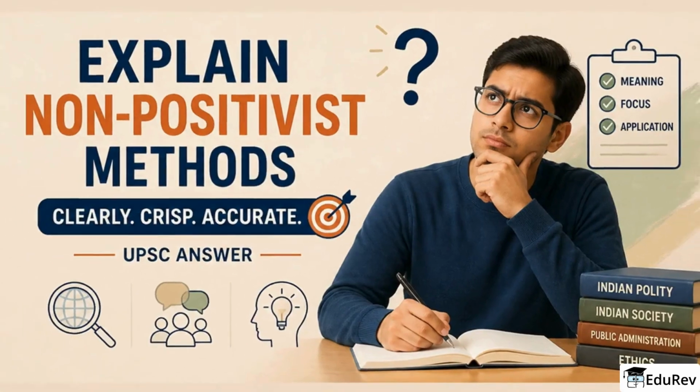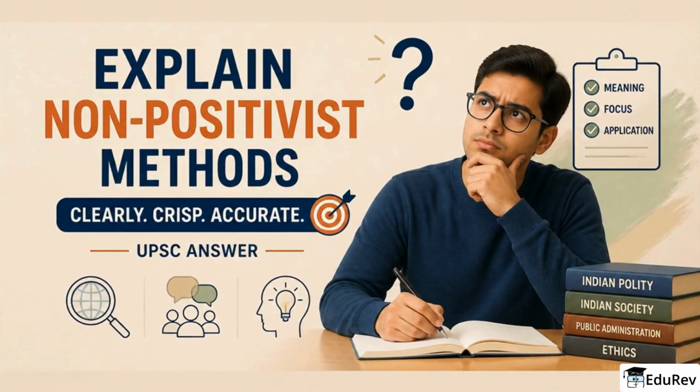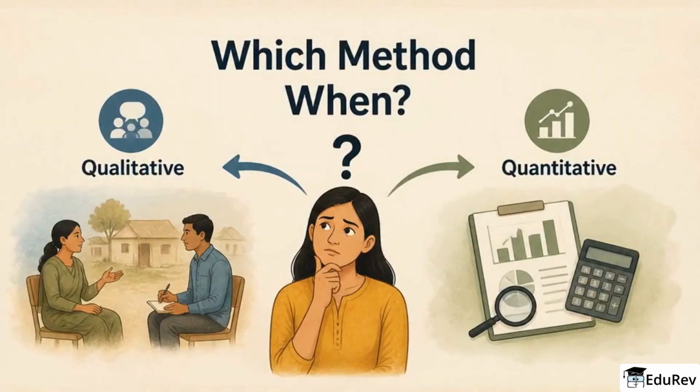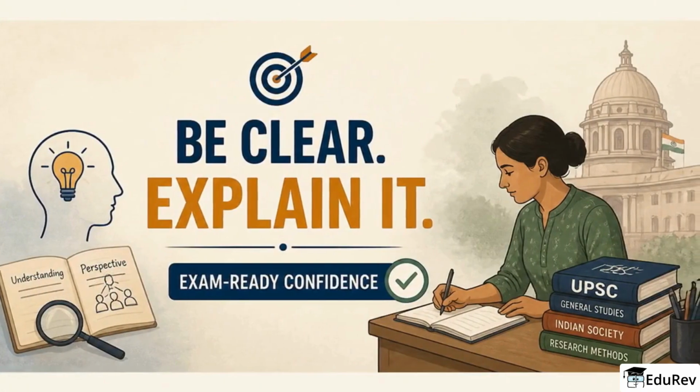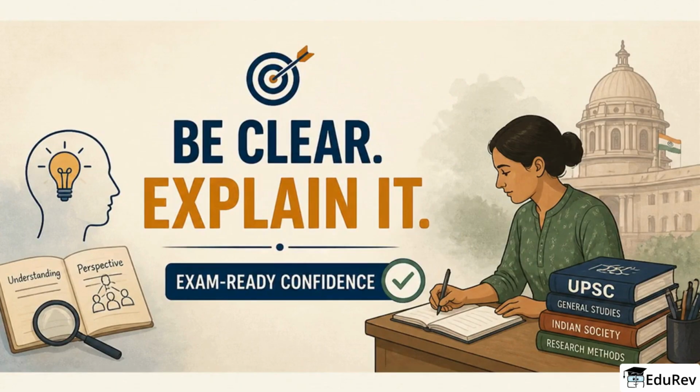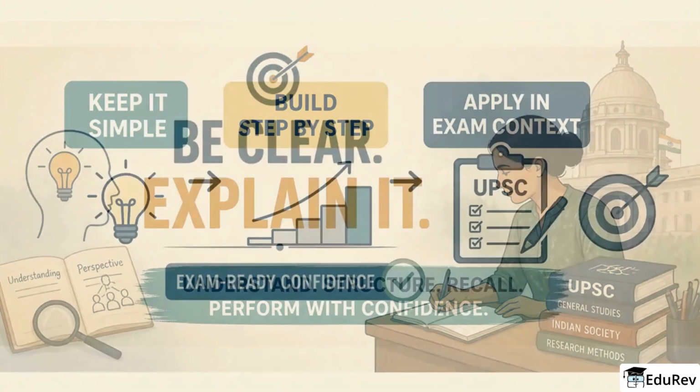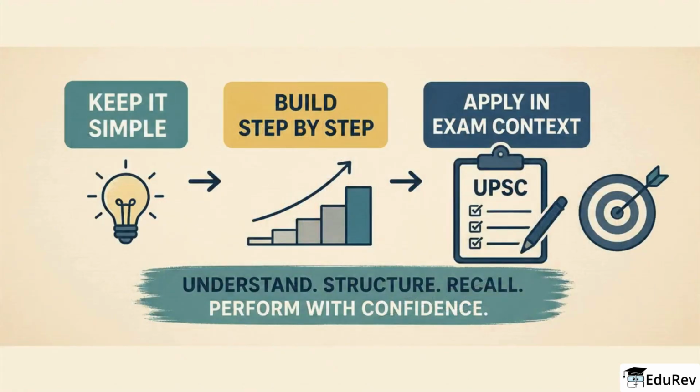You might be wondering how to explain non-positivist methods clearly in a crisp UPSC answer without mixing up terms. You might also be confused about when to use qualitative methods instead of statistical evidence in social research. By the end of this video, you will be completely clear about this topic and able to explain it in exam-ready language. We'll keep things simple and build from basic ideas to exam-relevant examples so you can recall them under pressure.